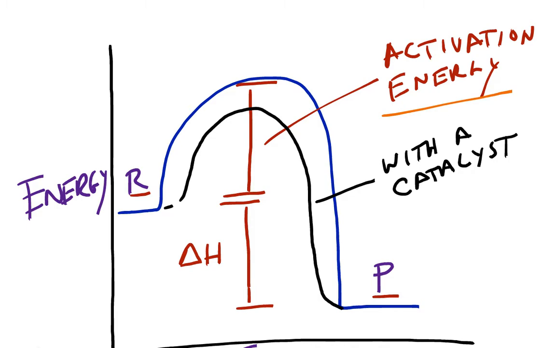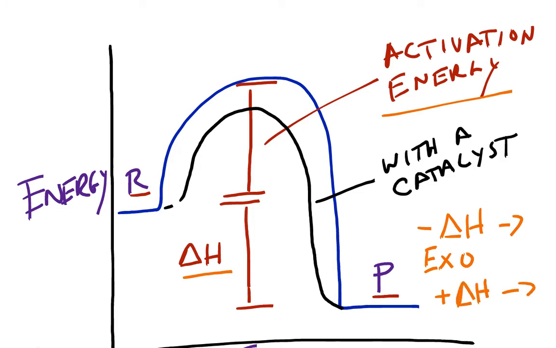The difference between the reactants and products is what we call the enthalpy change or change in heat. In this case, we have lost energy or lost heat because the reactants have higher energy than the products do. In this case, we have a negative delta H, which means it's exothermic. If we have a positive delta H, this would mean it would be endothermic.